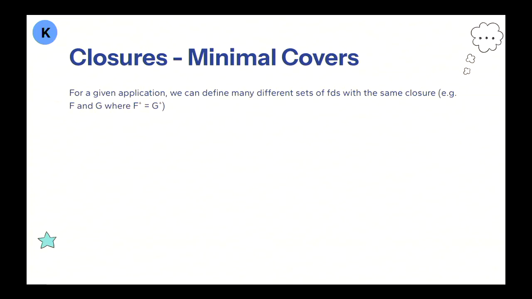So for a given application, we can have many different sets of functional dependencies. All are equivalent. They could have the same closure, but they could look different. They could have different functional dependencies, but they can share the same closure. So the question here is, which one is the best to model this scenario or application? We have so many choices of functional dependencies, and which one should we choose here to model this scenario or application?